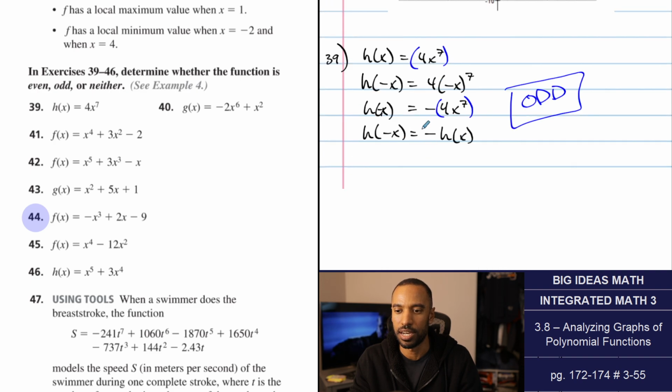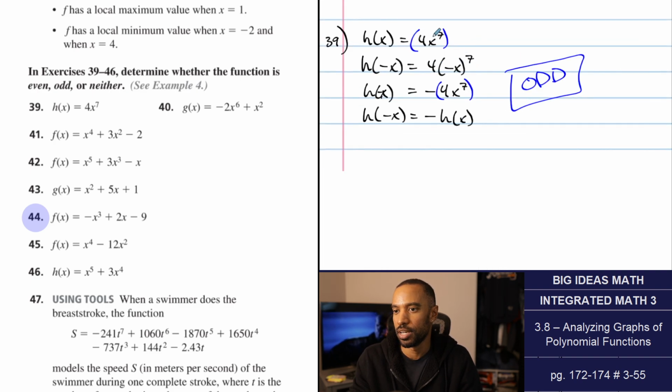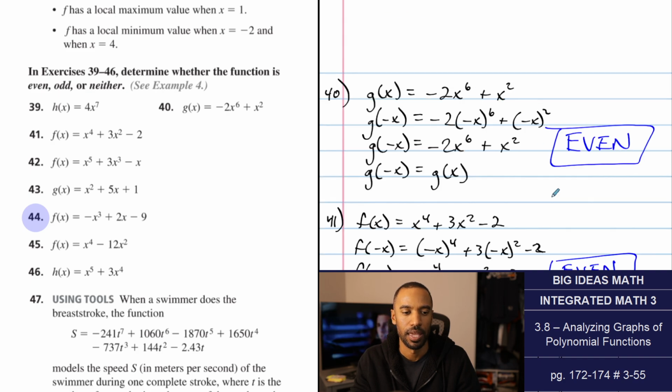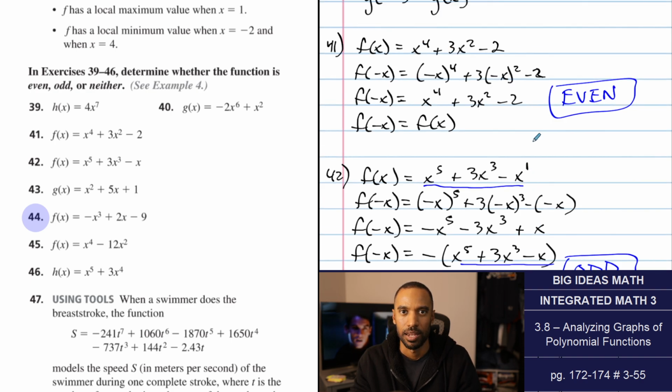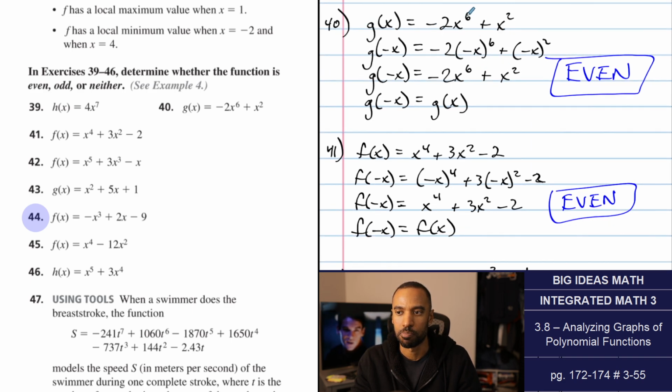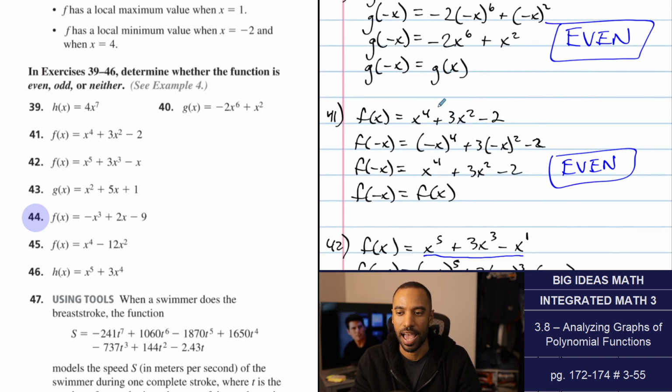Here was number 39. Let's start with odds. Number 39, what did the original problem have? 4, I don't think we have to worry so much about the 4, right? That's not going to change signs, but x to the 7th, right? 7th power. How about the other odd? It had powers 5, 3, and 1. Okay? Now look at the even functions. It has powers 6 and 2. And then it has also powers 4, 2, and 0, right? X to the 0.